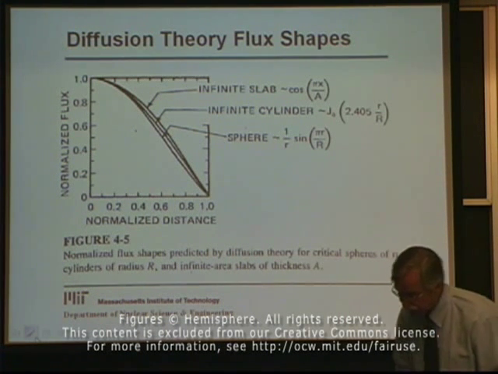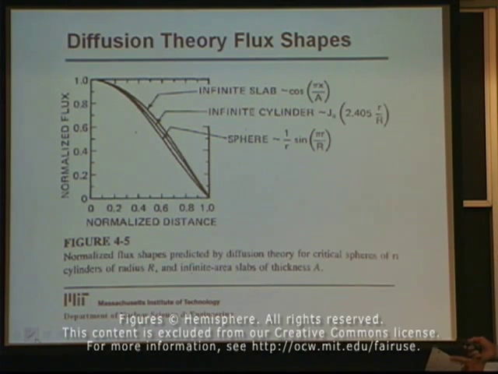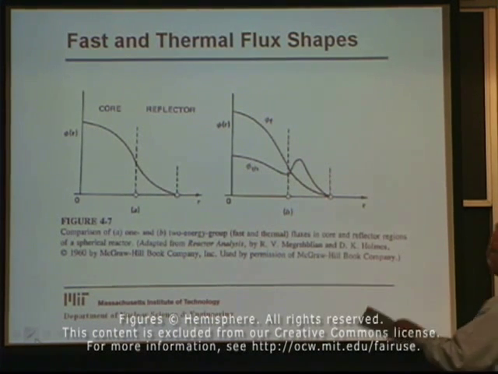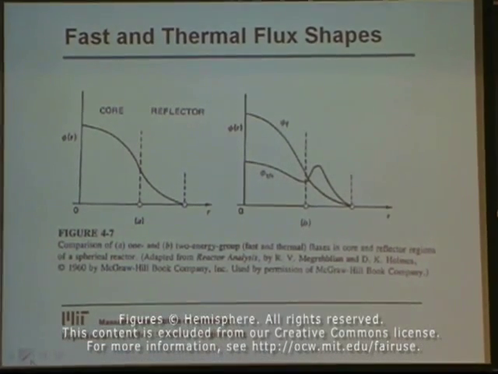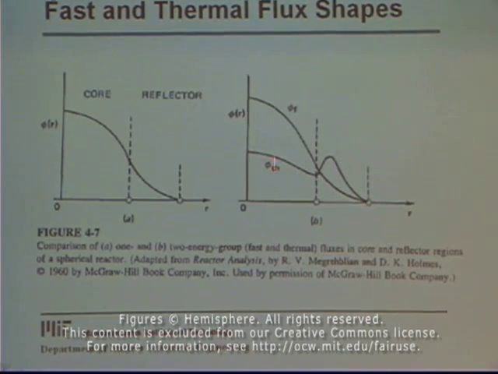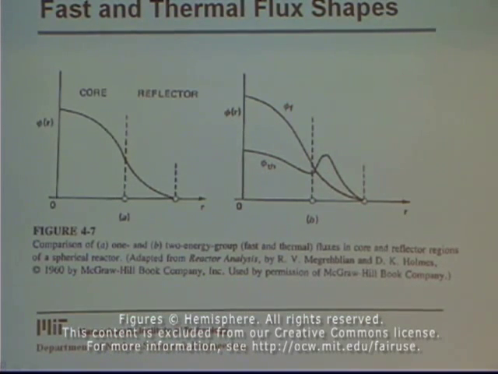Okay, let's stop right there. Okay, having described that, now let's take a quick look at what the difference between a one-group analysis shows and a multi-group. This would be a two-group analysis. We have a fast and a thermal spectrum.